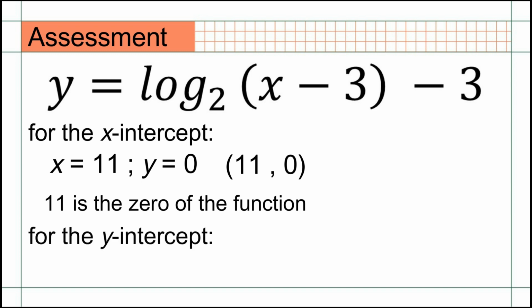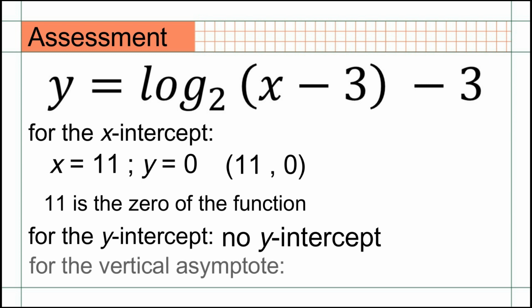Y-intercept. Since our argument is less than 0, the function is not defined. Therefore, there is no y-intercept. This means that the graph will not pass through the y-axis. For the vertical asymptote, we have x equals 3. I know you got the correct answers.